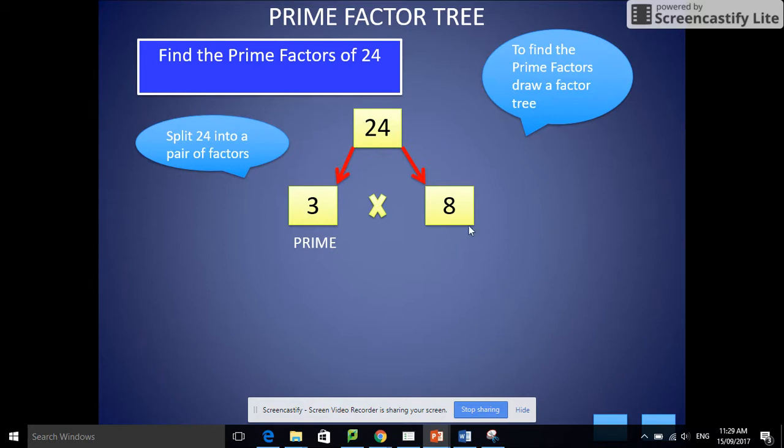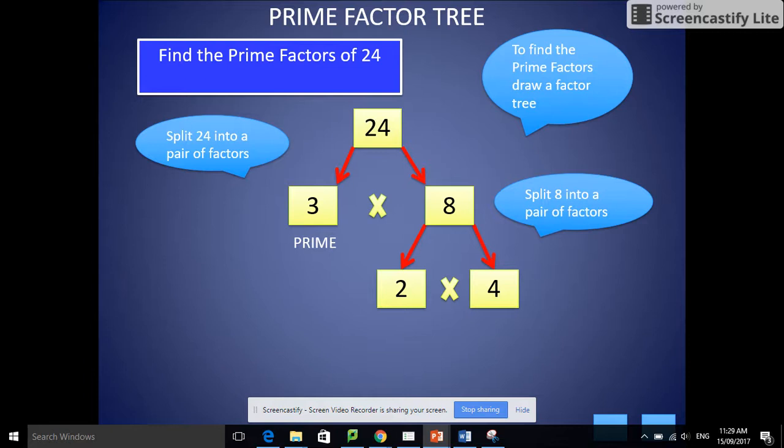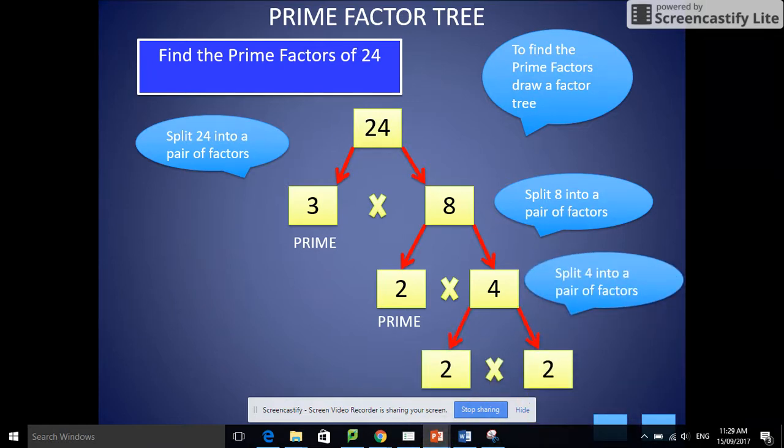But now we look at 8. What two numbers do we know that could go into 8? We split it and we get 2 and 4. Now we know that 2 is a prime number, so we circle it. And now we look at 4. What two numbers times together give you 4? Split the 4 into a pair of factors and we get 2 and 2. So now we have got all our primes, so we write them down.